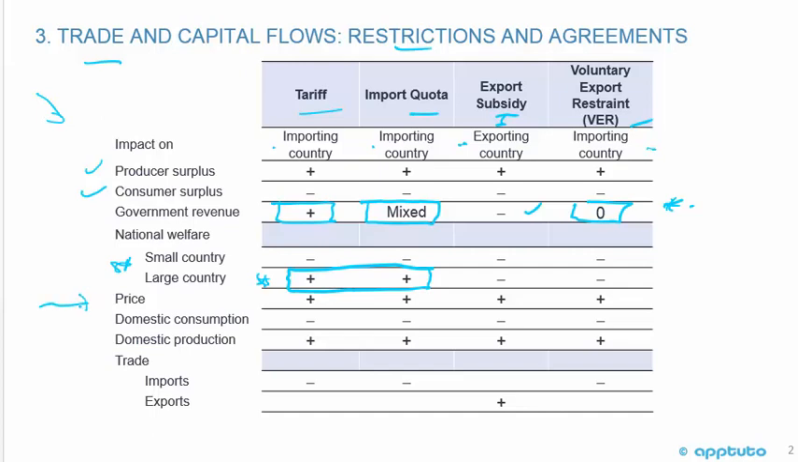In all cases, when you have a trade restriction, you're going to increase the price. That's easy to understand. And in all cases, when you increase the price, you're going to decrease the quantity demanded or the domestic consumption. And in all cases, you're doing these trade restrictions in order to increase domestic production, okay?